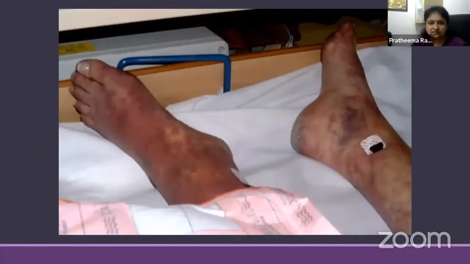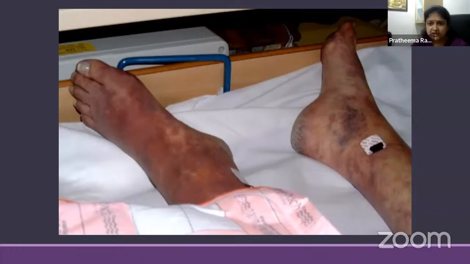So this is one case where there is mottling. So you can see that the tissue, the skin is inadequately perfused. So the patient is cold, and the skin looks very unhealthy. And we can see this thing as mottling, and the patient is surely in shock.